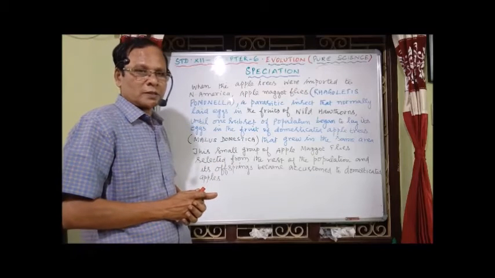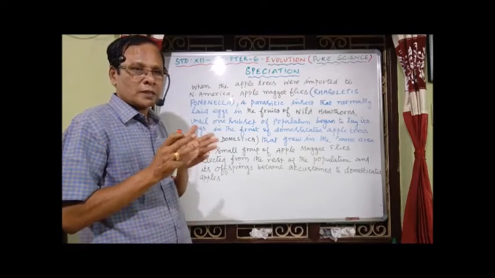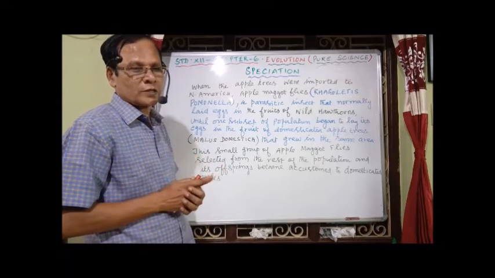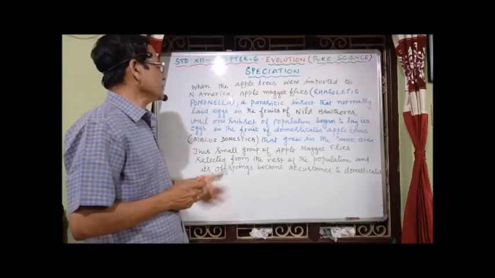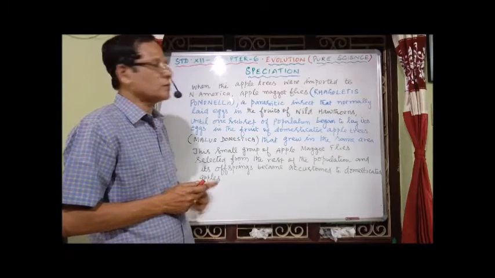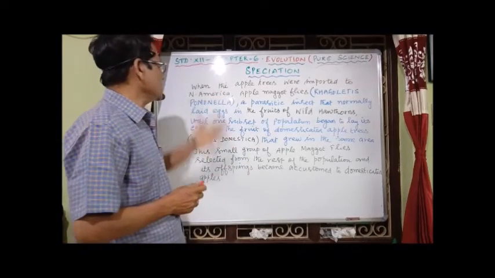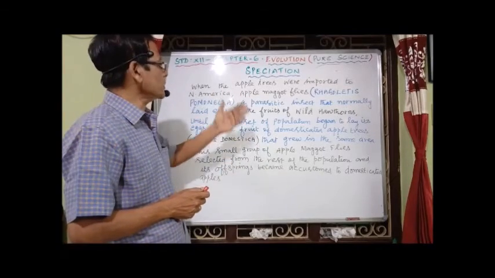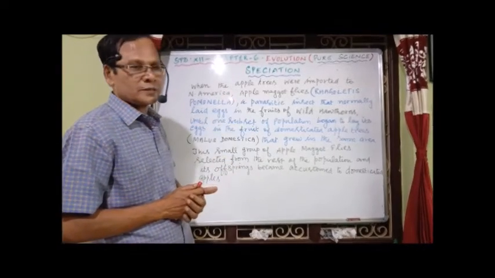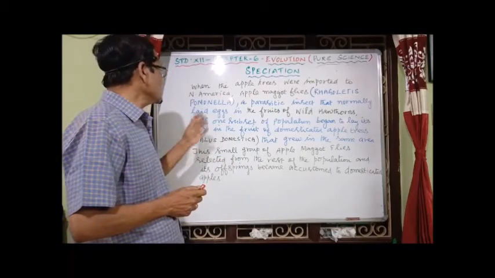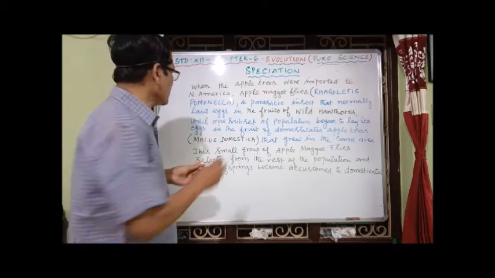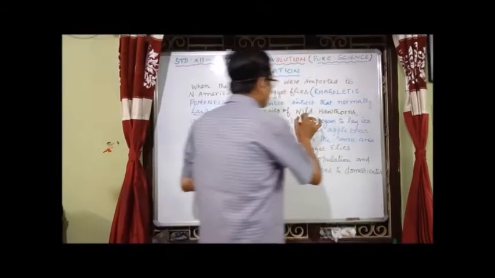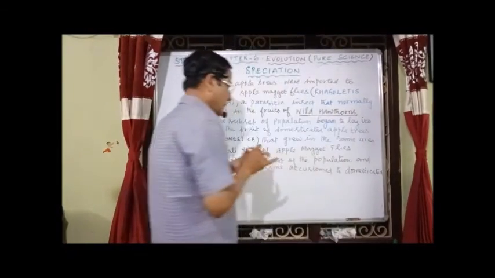That is a type of fruit, the apple, which belongs to that classification, so that's why the name is given. Apple maggot flies, Rhagoletis pomonella. This is a parasitic insect that normally lays eggs in the fruits of wild hawthorns, a kind of plant.